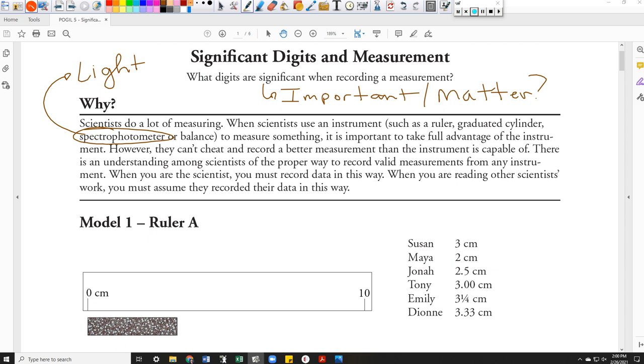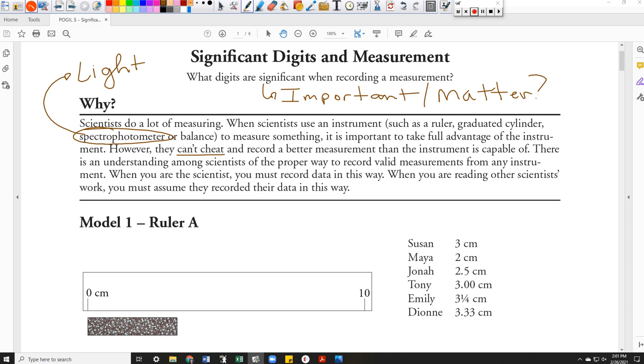Okay, it actually measures light. I know that sounds crazy, but there is a way to do that. Whether you use a ruler or a balance to measure something, it is important to take full advantage of the instrument itself. However, you cannot cheat and record a better measurement than the instrument is capable of. You can only do exactly what the instrument will allow you to do.